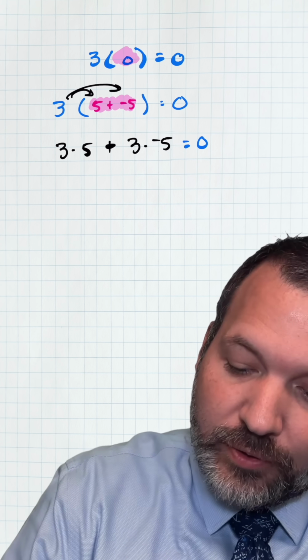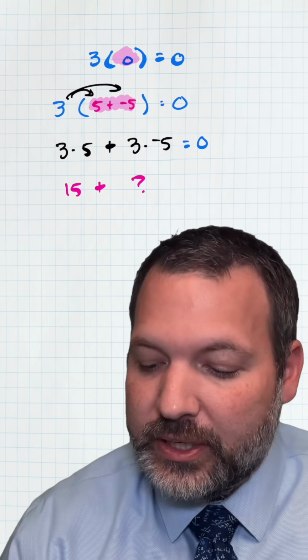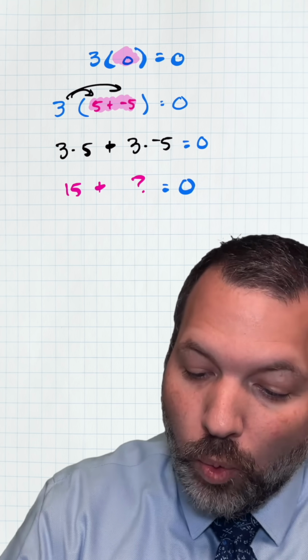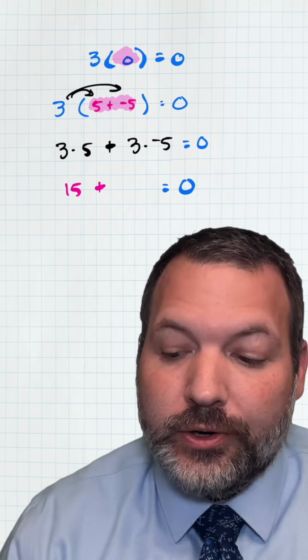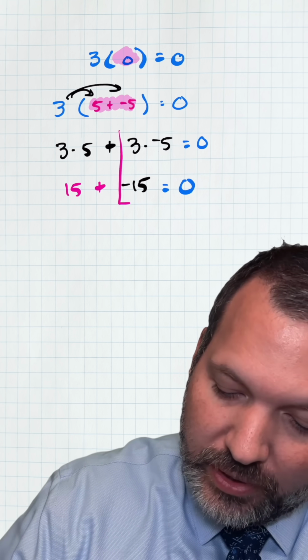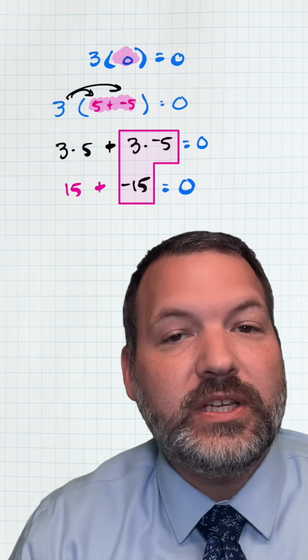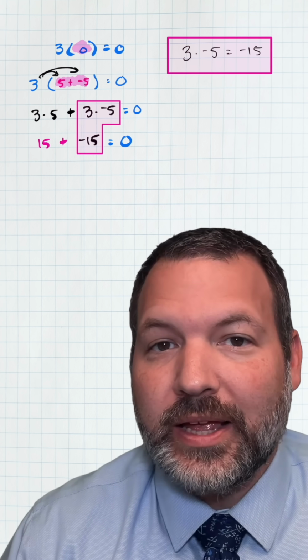3 times 5, of course, we can say is 15, and let's say we don't know what 3 times negative 5 is, but we do know that this sum is supposed to be 0. What plus 15 would make 0? The additive inverse of 15, in other words, negative 15. And so it should be the case that these two quantities, 3 times negative 5 and negative 15 itself, are actually the same value.